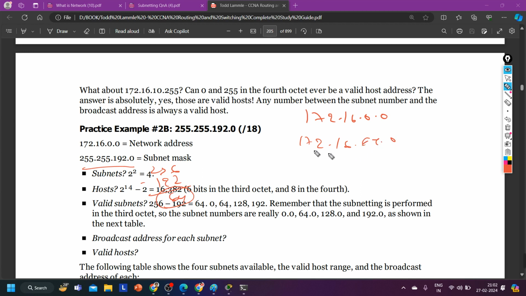So 64.0, the third network. 64 plus 64 is 128. Fourth network is 192.0. Last IP address of this network is 172.16.63.255.